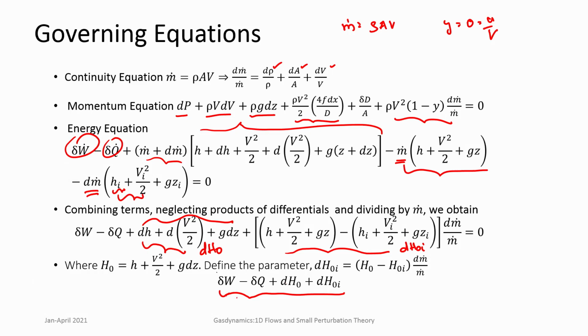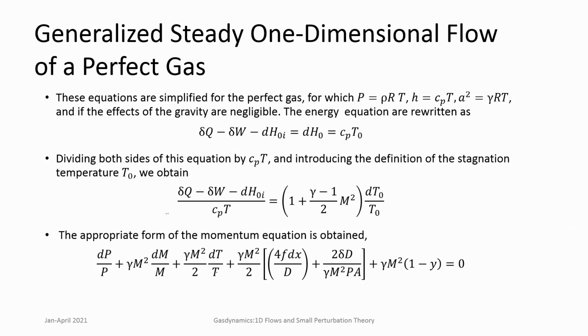So, here the driving parameter is a combination in the energy equation: the heat that is added, the shaft work that is taken out, and the difference between the total enthalpies of the injectant fluid and that of the main fluid. If you divide that entire equation by Cp T, this is the driver of the equations, related to the change in stagnation temperature.